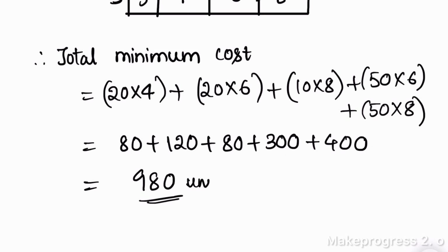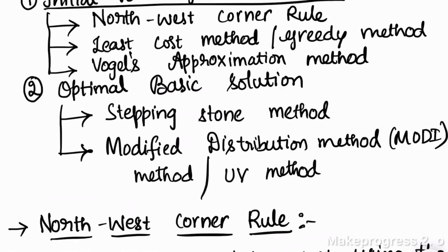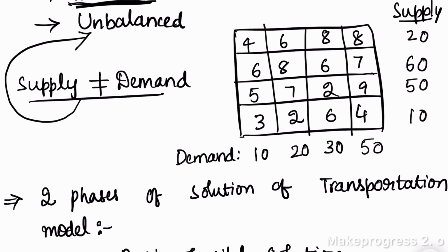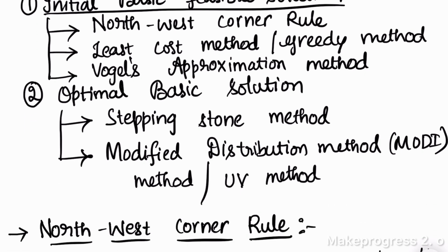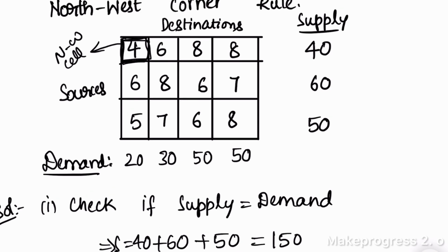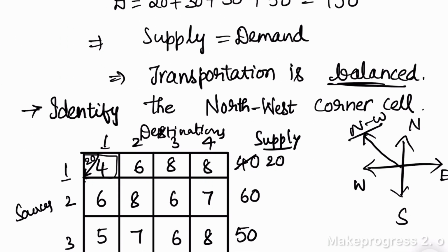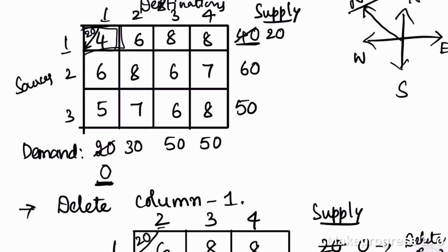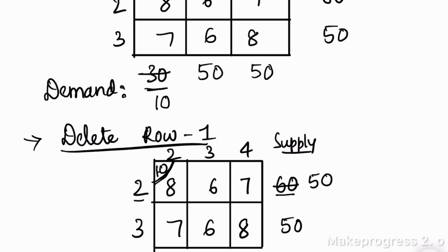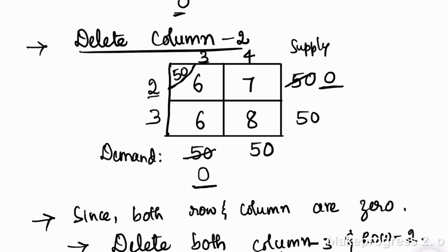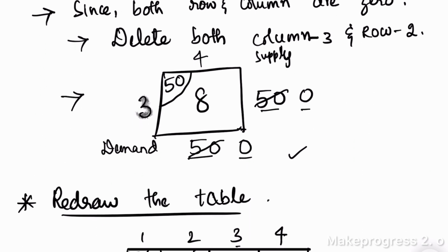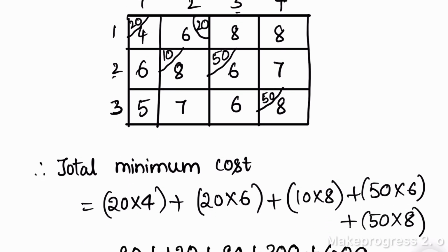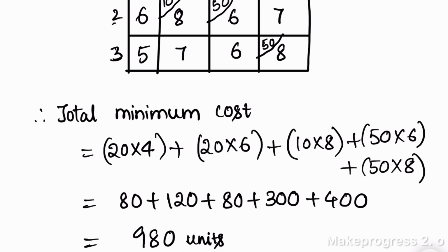So the total minimum cost might be in units, maybe rupees or dollars or anything. Finally, what we have learned in this is the transportation model. It is a special case of LPP. It should be balanced to solve it, so we had to check supply and demand. We have the initial basic solution and the optimal basic solution. We checked whether the transportation problem is balanced or not, then applied the northwest corner cell method. You consider the supply and demand and write the least supply or demand value in the northwest corner cell. As I have explained everything, finally we redraw the table again so that it is clear for us to multiply them and find the total minimum cost. So we got the answer as 980 units.